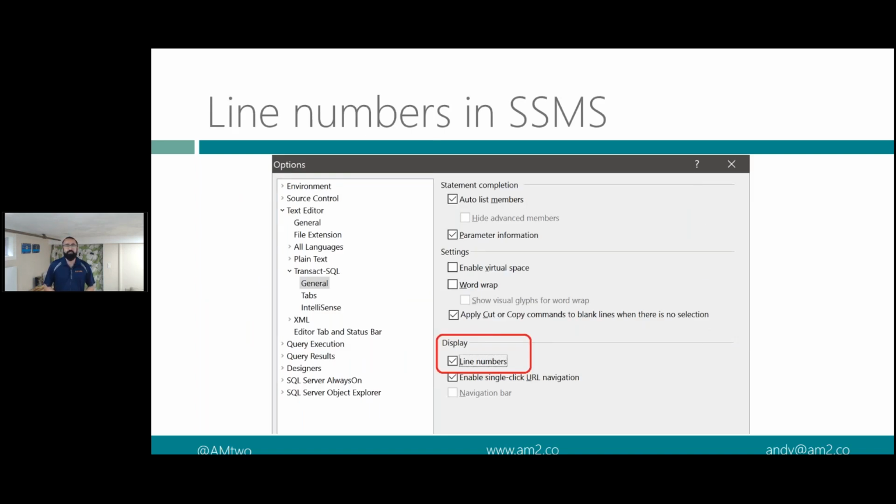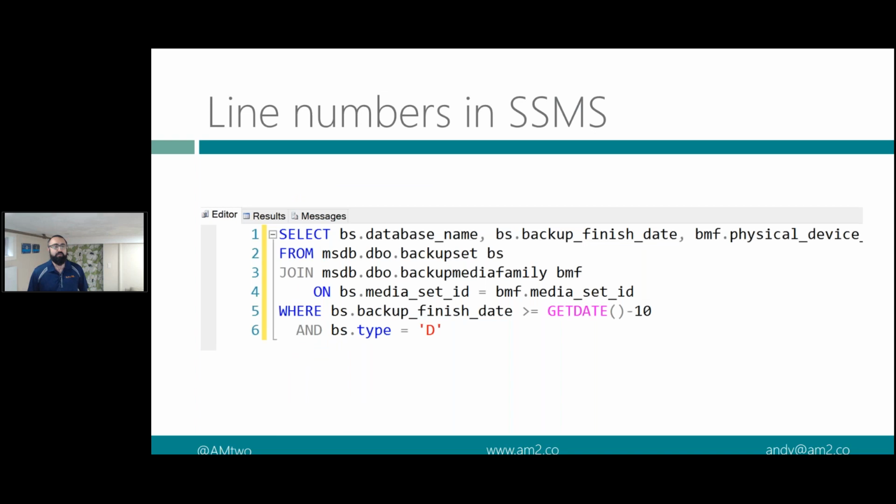Line numbers in Management Studio. This is super helpful, especially since error messages, maybe not reliably, but error messages often give you a line number that your error occurred on. You go into the options, Text Editor, Transact-SQL, General, mark this checkbox, and then you get line numbers. So now when your query error message says incorrect syntax on line 4, you go to line 4 and you can find it.